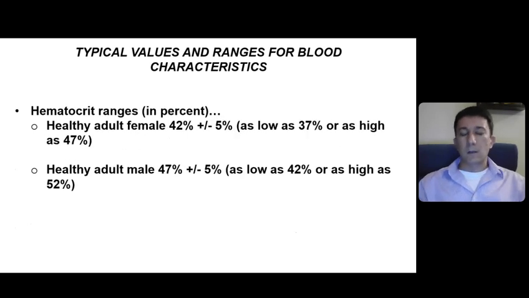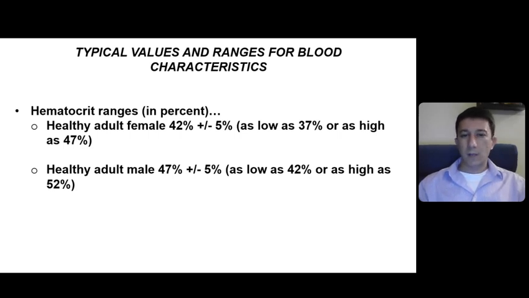We also see, based on the numbers of red blood cells, the hematocrit ranges, and we give those in percentages. So a healthy adult female should have about 42% hematocrit. That is, they should have about 42% of their blood volume as red blood cells. And that number could be plus 5 or minus 5. So that could be a hematocrit as low as 37%, because that would be 42 minus 5, or as high as 47%, which would be 42 plus 5. So that gives us the average and range.